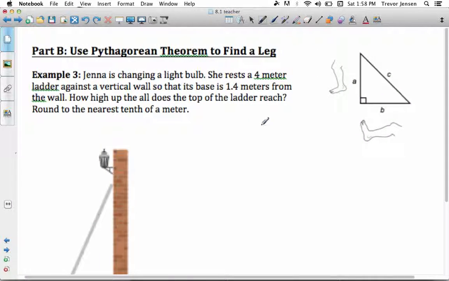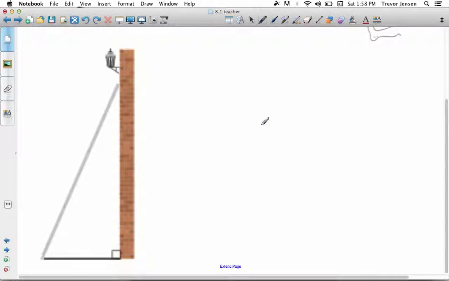So let's read the question. Let me zoom in on it again. Example 3. Jenna is changing a light bulb. She rests a 4-meter ladder against a vertical wall so that its base is 1.4 meters from the wall. How high up the wall does the top of the ladder reach? Round to the nearest tenth of a meter. So, I've got a little diagram here that shows me what's going on, but it doesn't have the lengths labeled. So I need to make sure I've read the question very carefully so I know where the pieces of information go in this right triangle that has been drawn for me here.